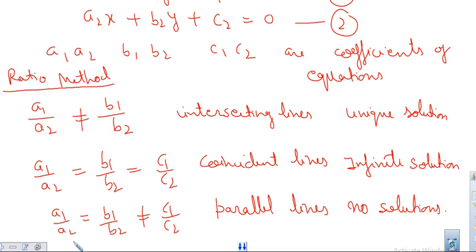And if a1 upon a2 is equal to b1 upon b2 is not equal to c1 upon c2, then the graph comes out to be parallel lines. In this case, you will find no solution. So these are very important three conditions and you have to remember this.